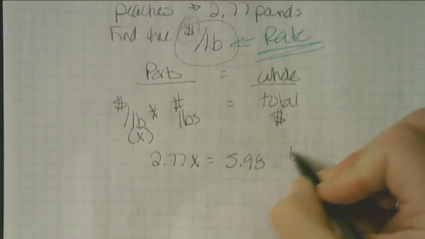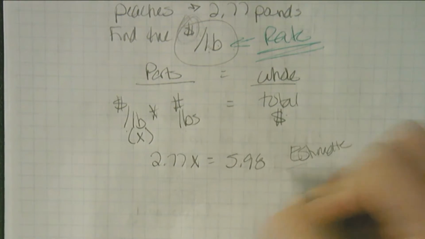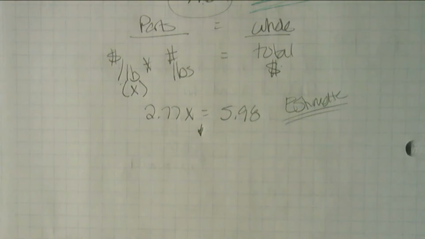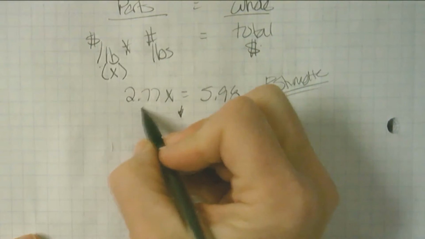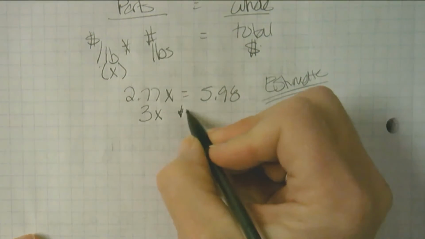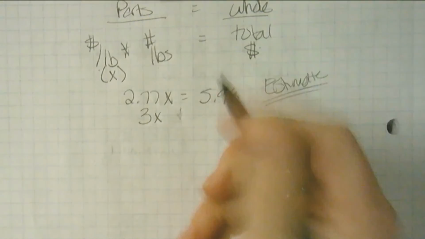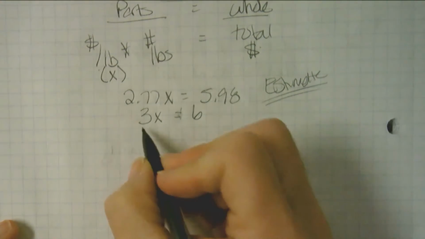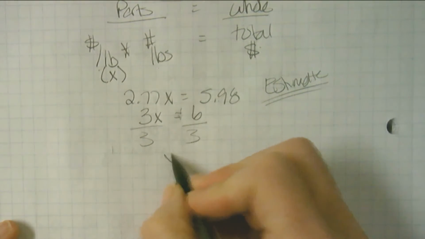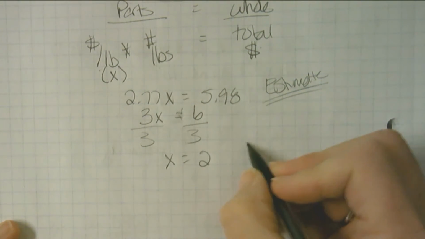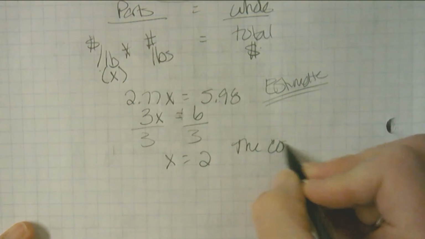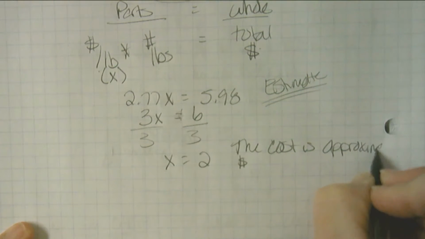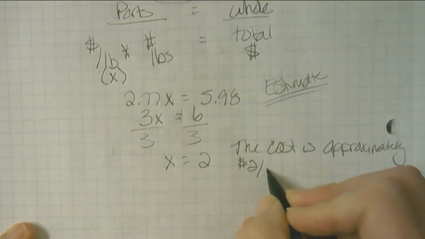All right, and we want to estimate. So I'm going to change this equation to an estimate. So 2.77 is close to 3 times x is equal to 5.98, which is close to 6. So now I'm going to divide both sides by 3, and x is equal to 2. So the cost is approximately $2 per pound.